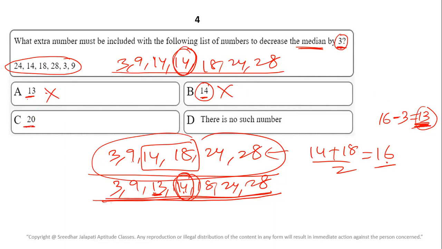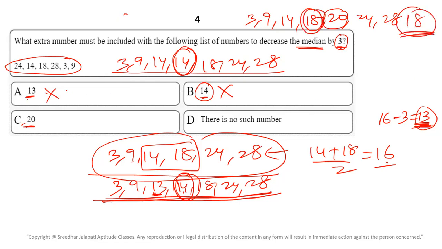Next, option C. If I add the new element as 20, then the elements in ascending order become 3, 9, 14, 18. Now 20 appears here, then 24 and 28. The extra element appears here. So now 18 becomes the median, but we want the median to be 13. So the third option is also not giving the median as 13.